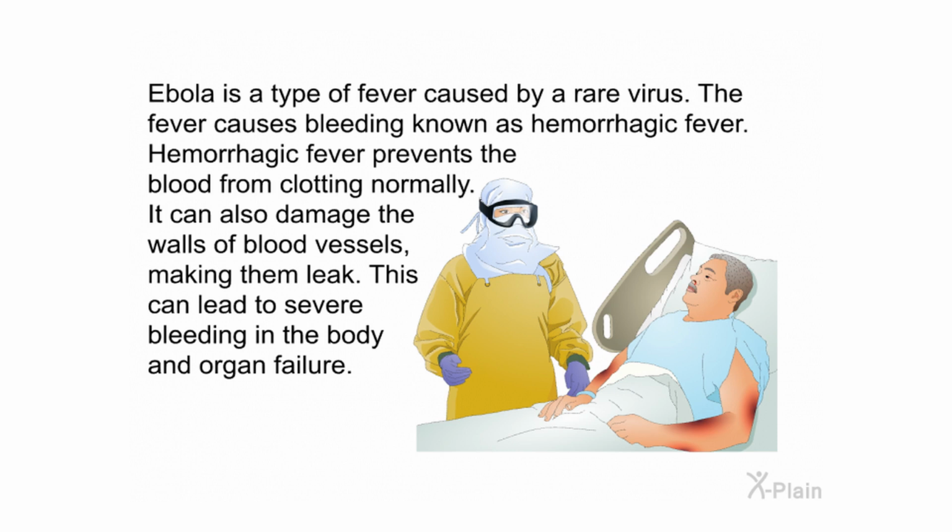Ebola. Ebola is a type of fever caused by a rare virus. The fever causes bleeding, known as hemorrhagic fever. Hemorrhagic fever prevents the blood from clotting normally. It can also damage the walls of blood vessels, making them leak. This can lead to severe bleeding in the body and organ failure.